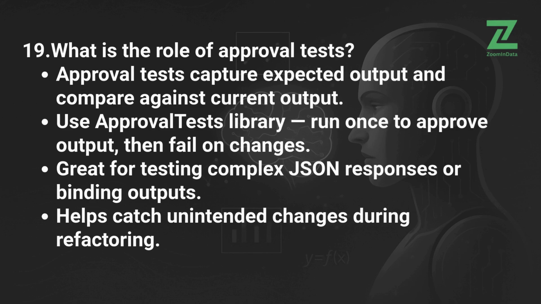What is the role of approval tests? Approval tests capture expected output and compare against current output. Use an approval tests library. Run once to approve output, then fail on changes. Great for testing complex JSON responses or binding outputs. Helps catch unintended changes during refactoring.